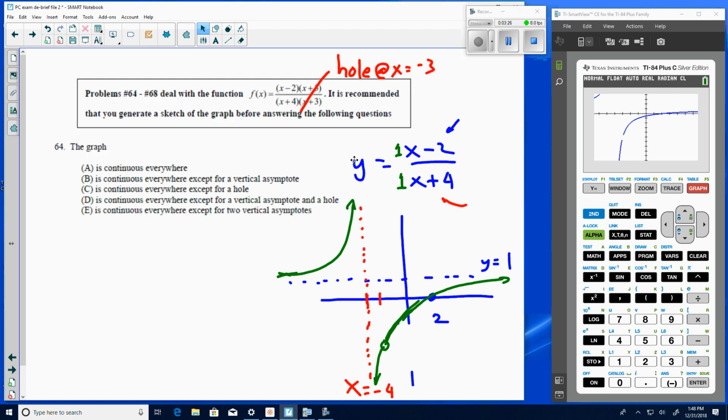Okay, is the graph continuous? No, obviously not, because we have that vertical asymptote. Vertical asymptote, yes. A hole. So now you might want to be thinking, where's the hole? The hole, in fact, occurs at -3. 2 vertical asymptotes, that's obviously wrong. The answer is, in fact, choice D. Okay, choice D. Vertical asymptote and 1 hole in the picture.